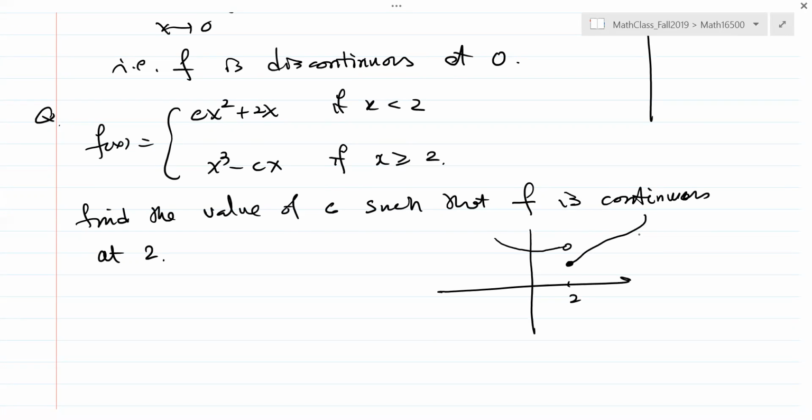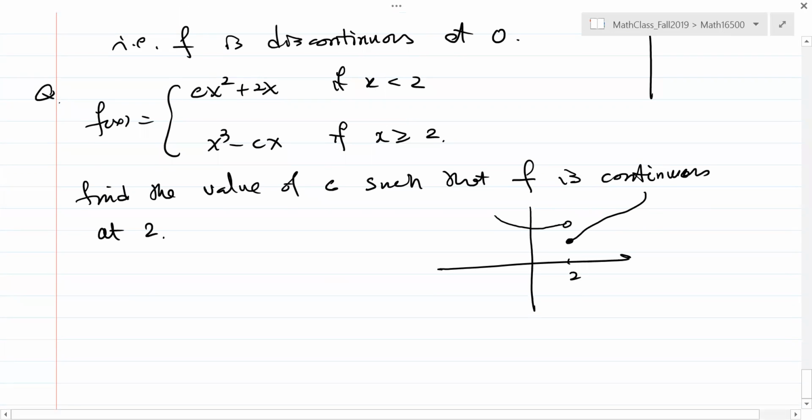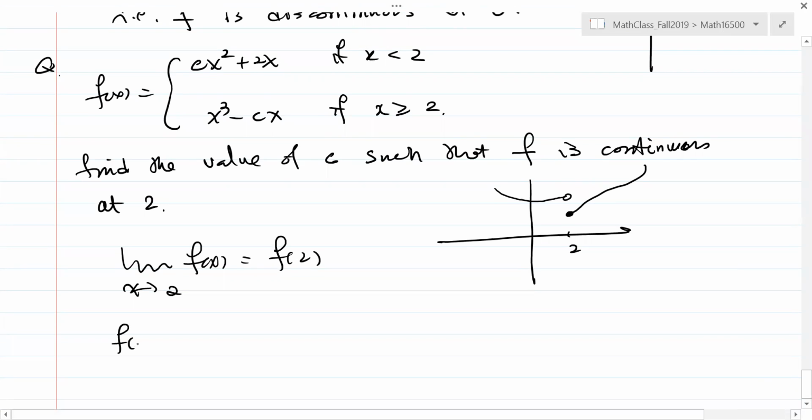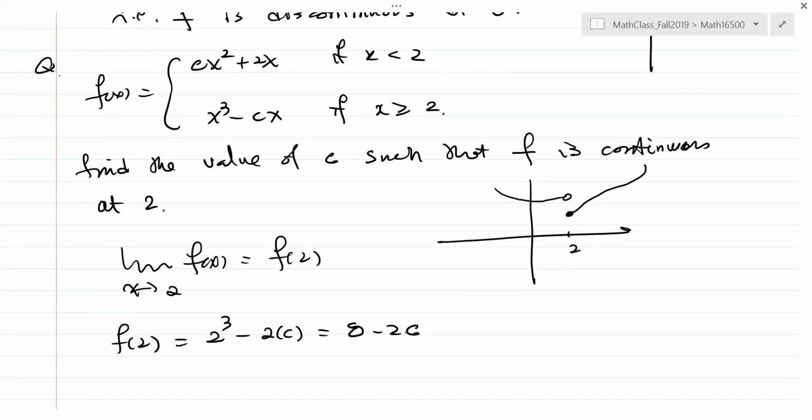How to do that? Well, continuous at 2 means all you have to do is make sure the limit as x approaches 2 of the function equals f of 2. Okay, so look at this. You have to find the value of c so that this equality holds, but at least you know the value of f of 2. You get 2 cubed minus 2 times c, it's 8 minus 2c, okay? Because the function is defined by the second piece for x greater than or equal to 2. When x equals 2, you use the second piece.